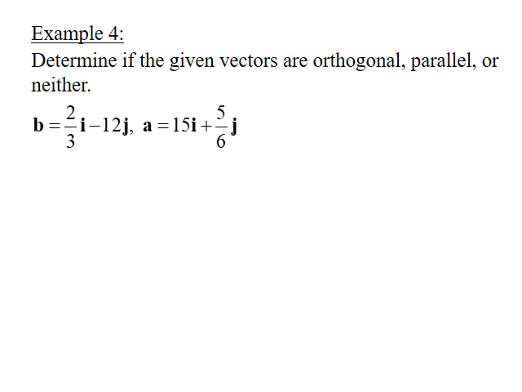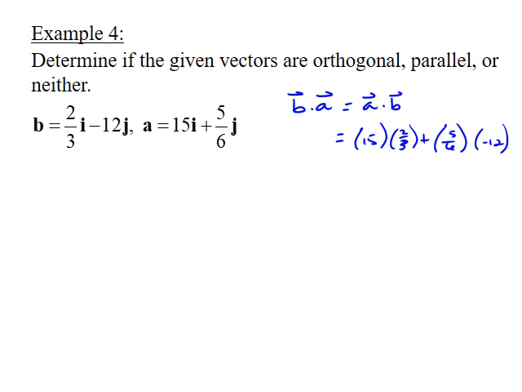All right, same problem, just different notation. So first thing you want to do is find the dot product. Remember, the dot product BA is the same thing as A dot B, so either way is fine. When you find this, you'll have 15 times 2/3 plus 5/6 times -12, which is 10, plus a -10, which is 0.